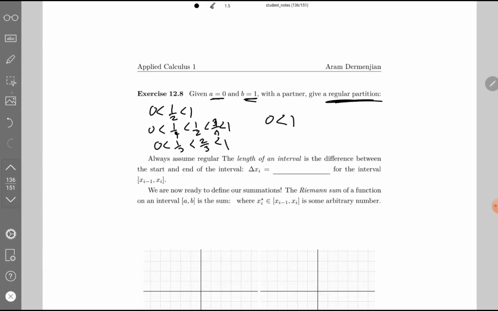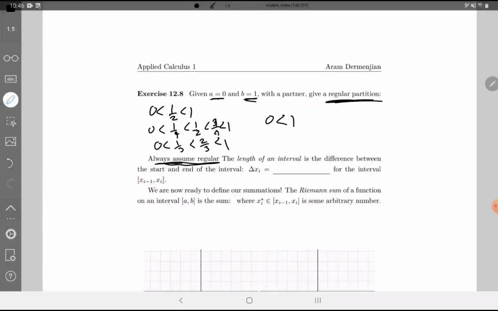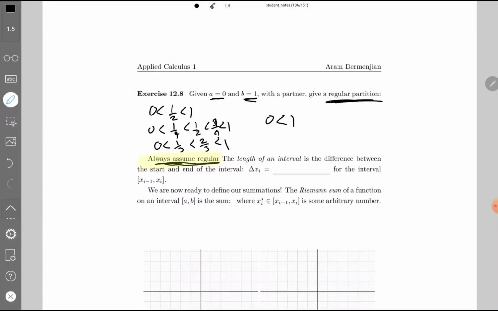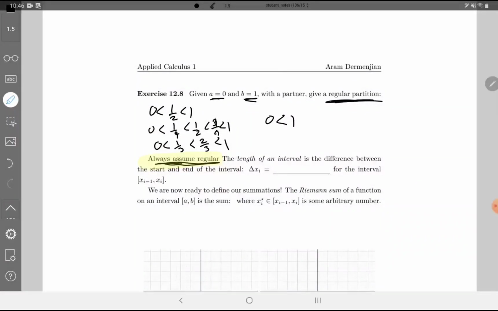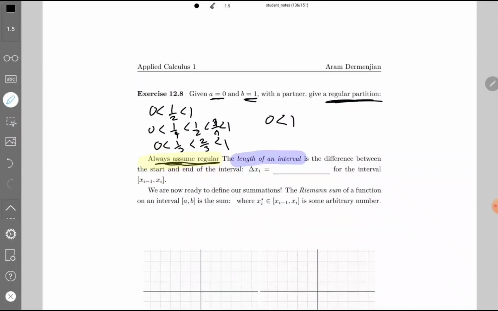Since we're mainly going to be dealing with regular intervals, we're always assuming regular. Maybe I should highlight this: always assume regular. When we have regular intervals, they're all going to have the same length. So we're going to define what this length is, and that's just going to be this difference.